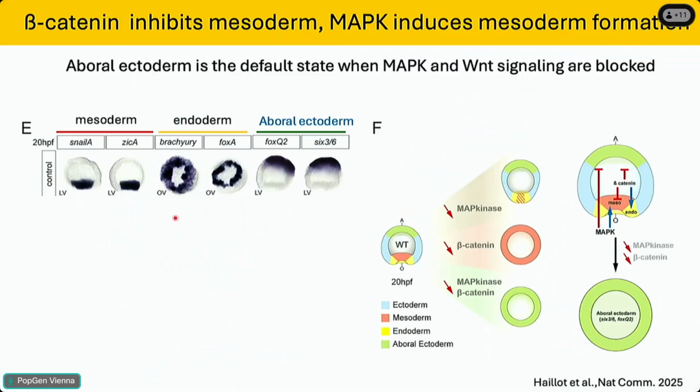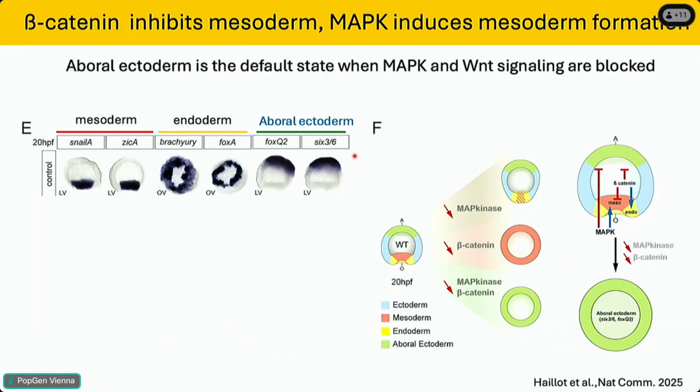For instance, here snail, which is also in insects marking the mesoderm, is here marking what we call the mesodermal plate, surrounded by brachyury in a ring here, as well as FoxA, a typical marker of the endoderm. And then on the aboral side, we have markers which actually in bilaterians are typically anterior markers, actually forebrain markers like FoxQ2 and 636.